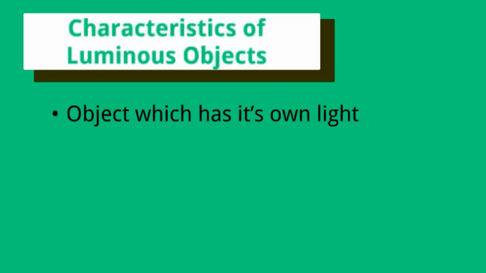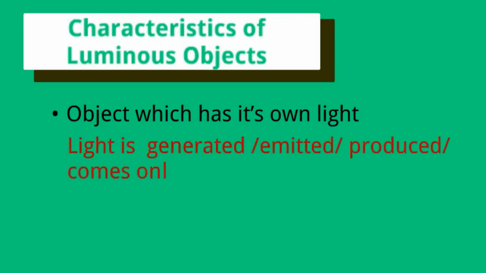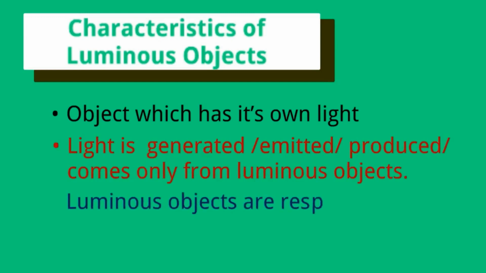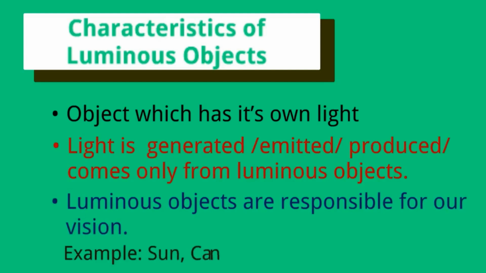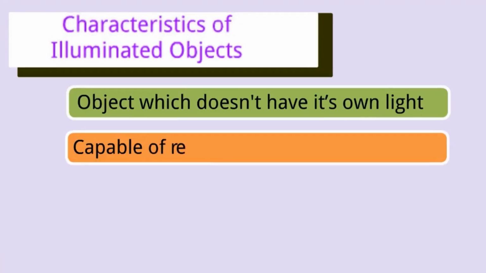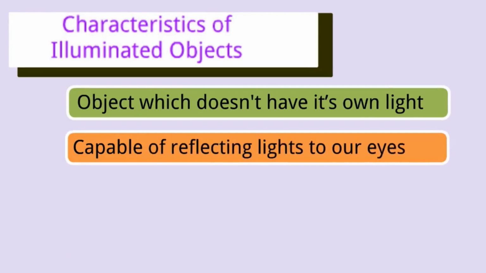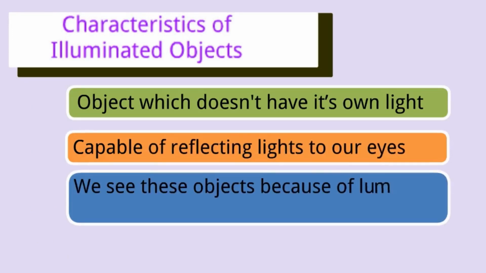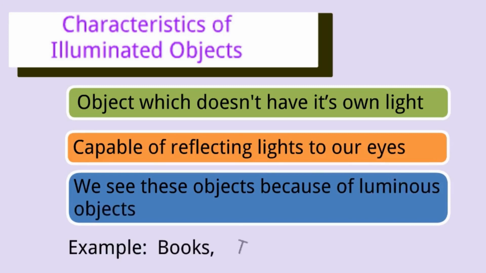Now the characteristics of luminous objects. An object which has its own light. Light is generated, emitted or produced only by luminous objects. Luminous objects are responsible for our vision. Examples we have already discussed: sun, candle, bulb, firefly, etc. And the characteristics of illuminated objects: an object which doesn't have its own light but is capable of reflecting light to our eyes. We see these objects because of luminous objects only. Examples: books, pens, trees, pencils, etc.